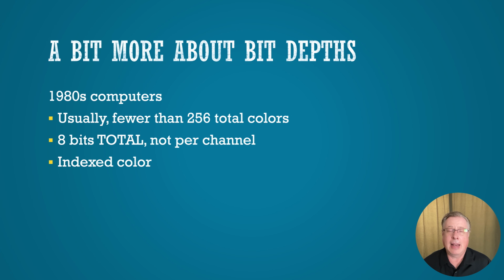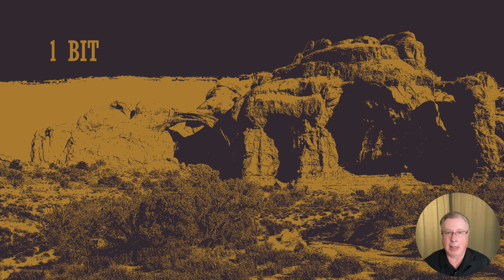Like I said, 80s computers were limited. They usually couldn't even produce the 256 theoretically available in 8 bits. Since they used index color with low bit depths, this resulted in color banding for any photographic images. Let's take a quick look, starting at 1 bit. Here's a scene made of just 2 colors.